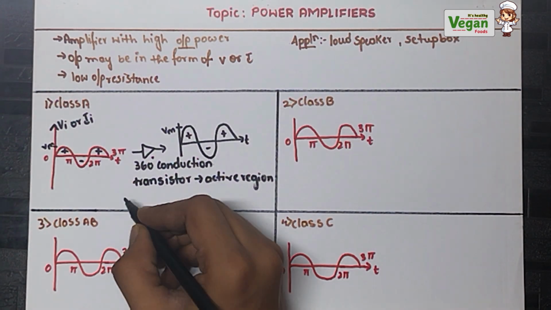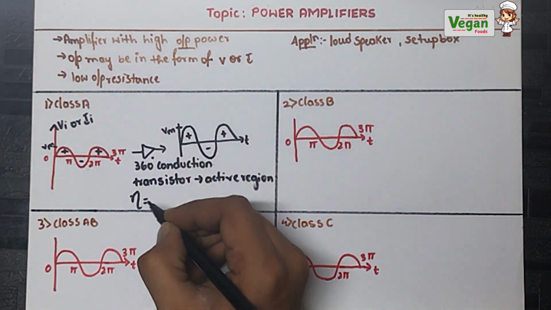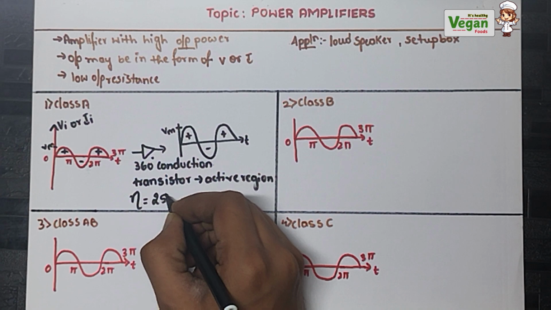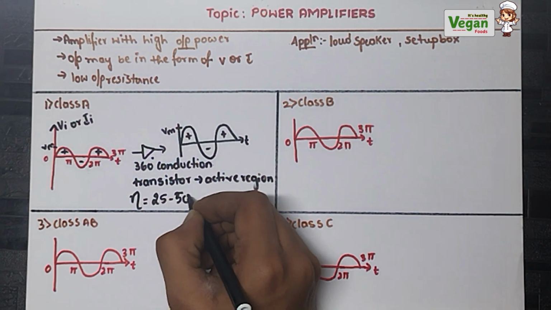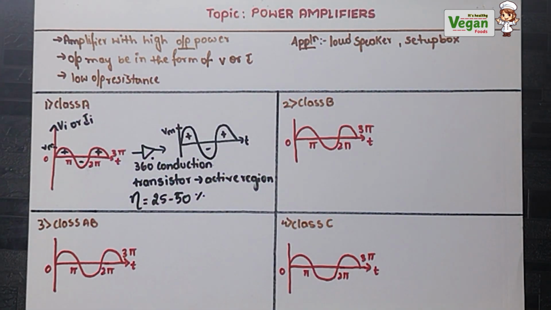Next, if we discuss the efficiency of the class A amplifier, it will be between 25 to 50%.